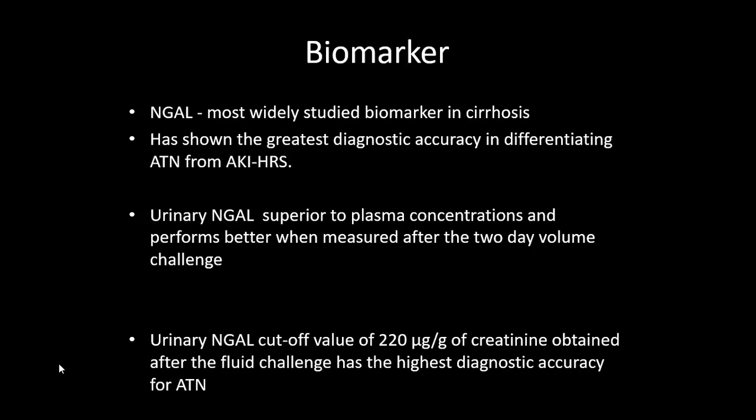Next is biomarkers. NGAL is the most studied biomarker in cirrhosis and has shown the greatest diagnostic accuracy in differentiating ATN from AKI-HRS. And compared to the plasma form, urine NGAL is superior. And the cutoff which is taken generally is 220, although some studies have quoted 140 also, but 220 is generally taken as a cutoff for urine NGAL.